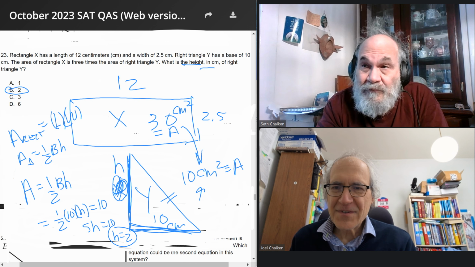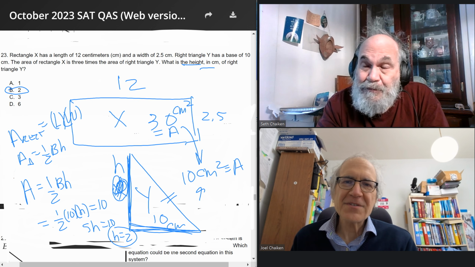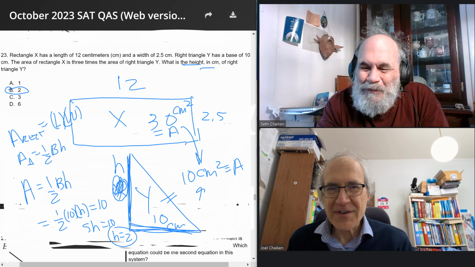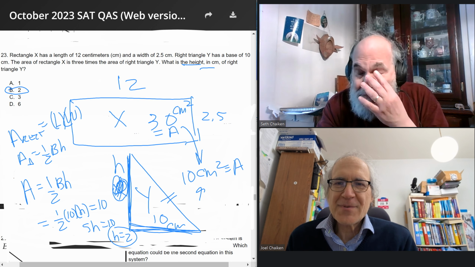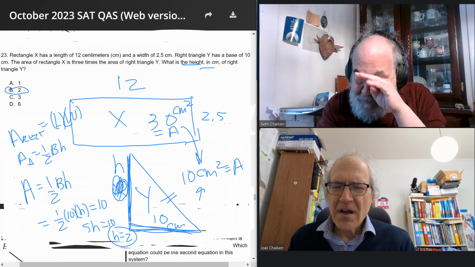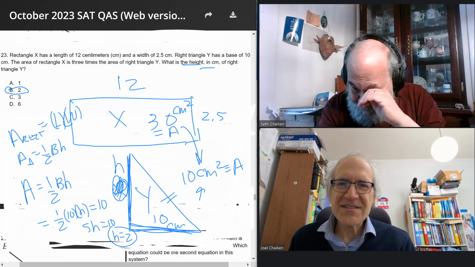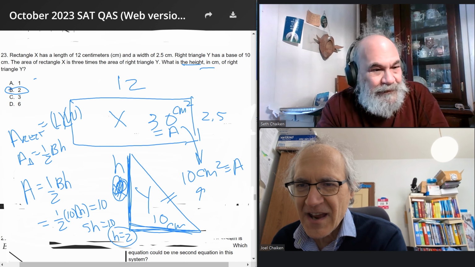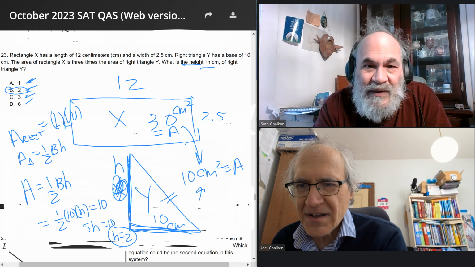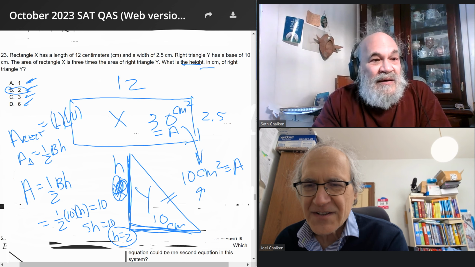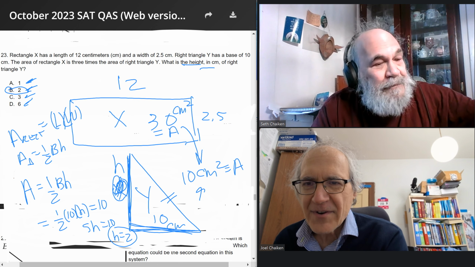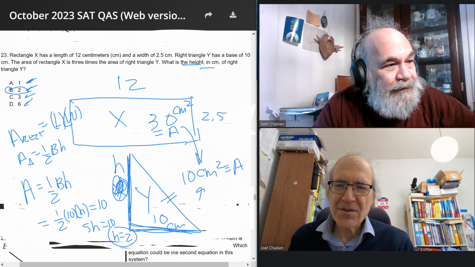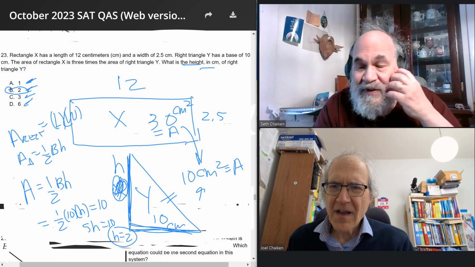How would this question be different from a school test? Not really, except a school test probably would not be multiple choice. The multiple choice format doesn't really help you here. I mean, you could do it backwards. You could literally calculate the area of the triangle for each of the given answers and see if it's 1/3 of 30. You could certainly do that.